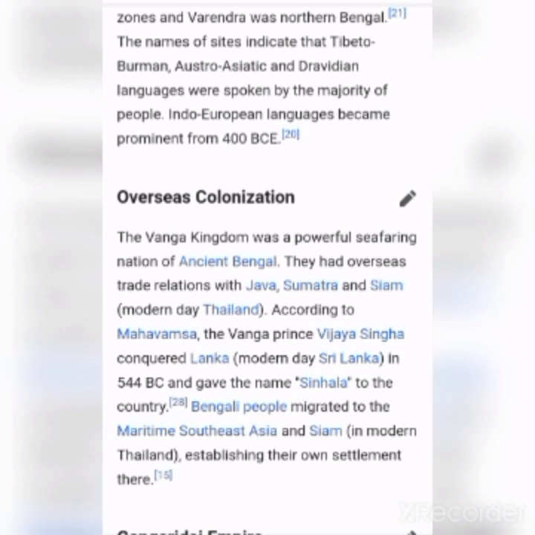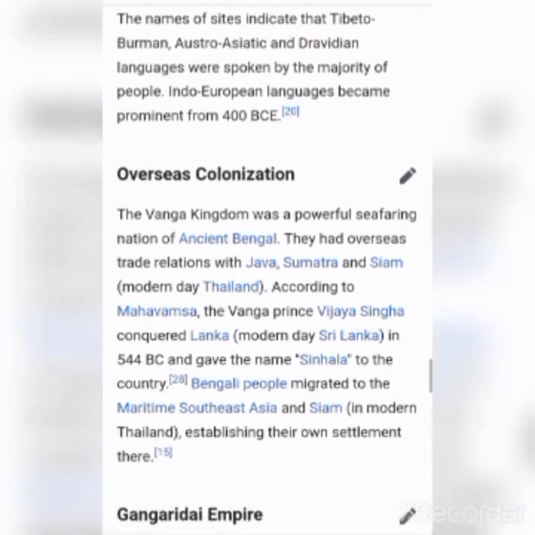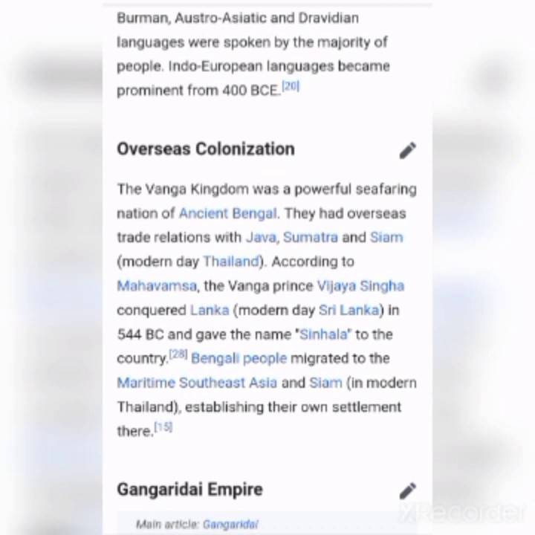According to the Mahavamsa, the Banga prince Vijaya Singha conquered Lanka, modern-day Sri Lanka, in 544 BC and gave the country the name Sinhala. Bengal people migrated to maritime Southeast Asia and Siam in modern Thailand, establishing their own settlements there.